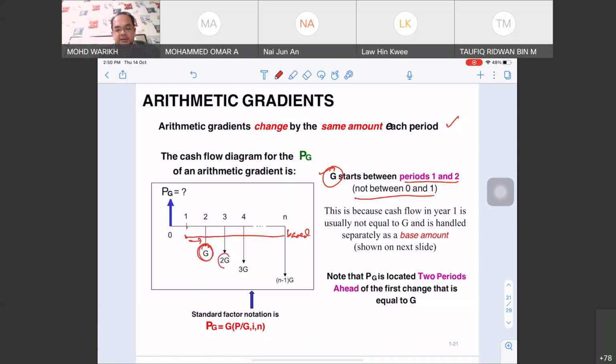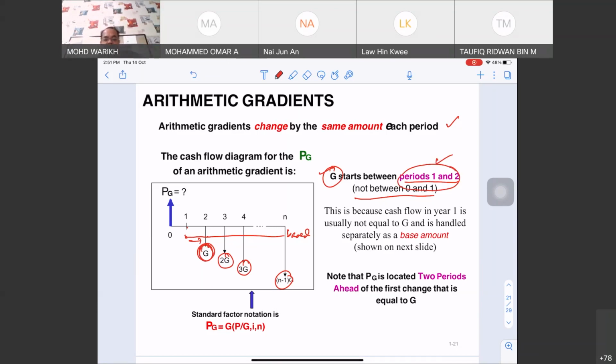Then they give the uniform gradient, a uniform extra. For example, every year they add 50 ringgit. That means year 1 is 50 ringgit, year 2 is 100 ringgit, year 3 is 150 ringgit, year 4 is 200 ringgit. So the gradient itself is 50 ringgit, right? It starts from year 2, the difference from year 1, the base one. This is the gradient. That's why the gradient starts at period 1 and 2. Faham tak kat situ?